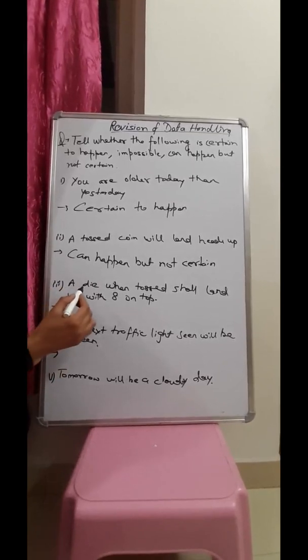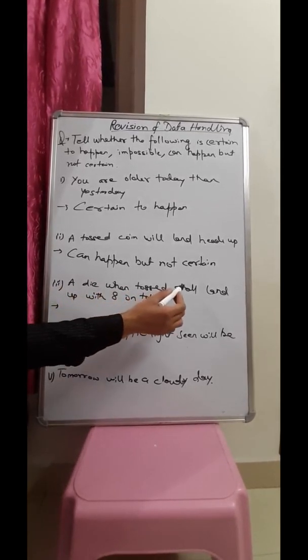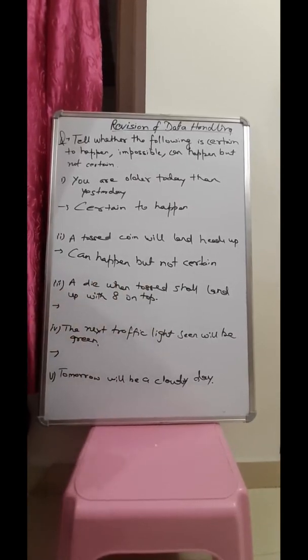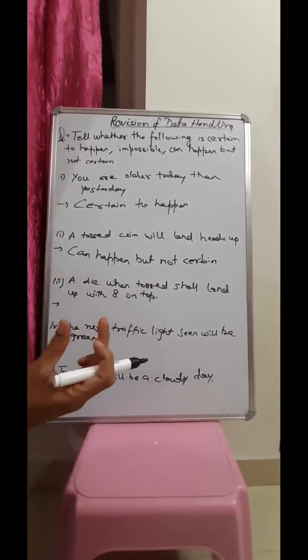Third is, a die when tossed shall land up with 8 on top. So we all have seen a dice.